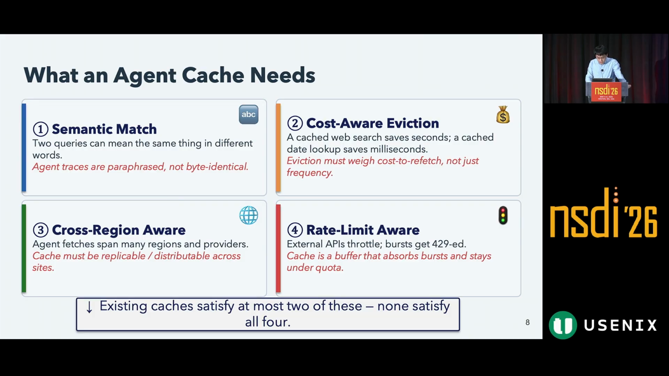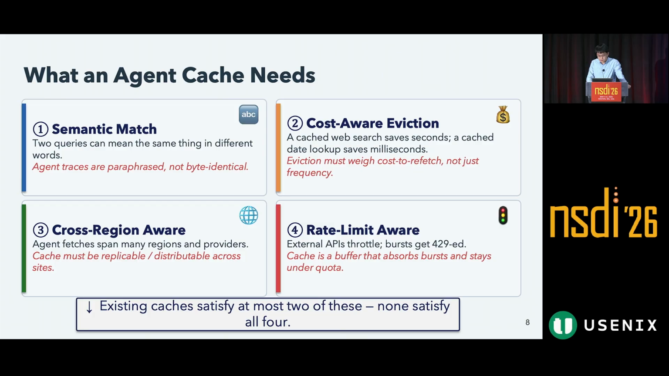Now the top right: a cache miss costs seconds, while a cache lookup costs milliseconds. Eviction also needs to factor in cost, not just frequency, because data retrieval requests may differ. Some retrieval costs will be very high. I will explain later. Now the bottom left: agents fetch from many providers across regions, so the cache must be distributable.